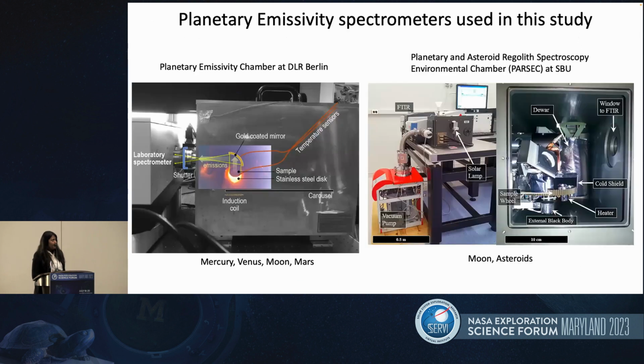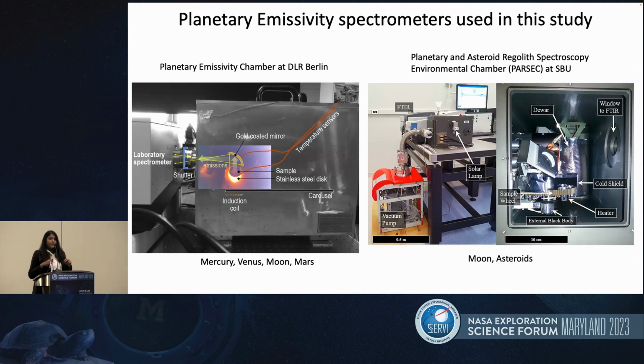To answer that, we use two planetary emissivity chambers. One is situated at the German Aerospace Center, DLR Berlin, and the other is the Planetary and Asteroid Regolith Spectroscopy Environmental Chamber, popularly called PARSEC, which is situated at Stony Brook. In both emissivity chambers, we keep the sample and heat it from below. The radiation emitted from the sample is then sent to spectrometers to measure the thermal infrared spectra. One major difference between these two chambers is that on PARSEC we have a solar lamp illuminating the sample, but at DLR we do not.